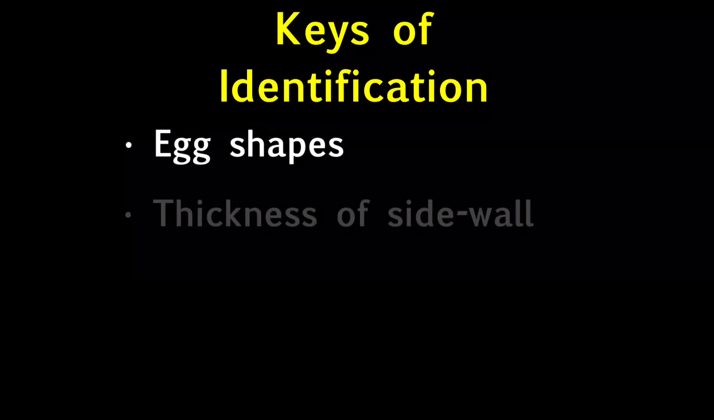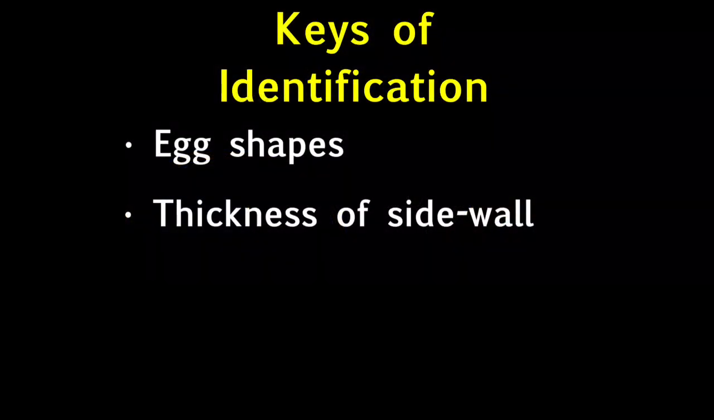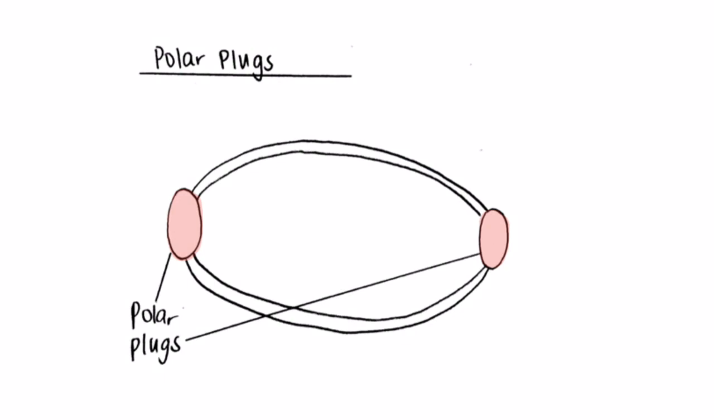Secondly, we can also look out for the thickness of the sidewall. Thin sidewalls can be found in hookworm eggs, while thick sidewalls can be found in roundworm, tapeworm, and whipworm eggs. Thirdly, we can also take note of the presence of polar plugs. Polar plugs look like caps on both ends of the eggs. They can be seen in whipworm eggs, as we can see them protruding out the two ends of the egg.